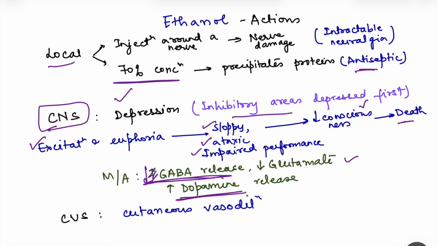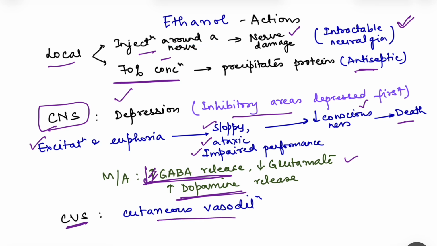Then, if it is injected around the nerve, it can cause nerve damage, and that is why it can be used for intractable neuralgia, for damaging the nerve if the pain is not controlled by other methods. Okay. Then we have CVS.